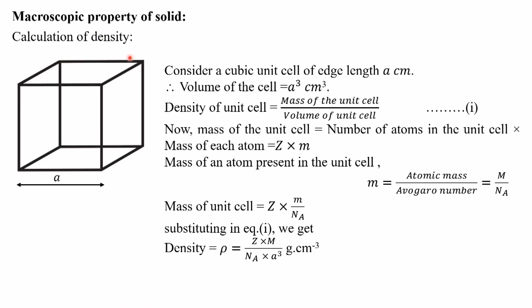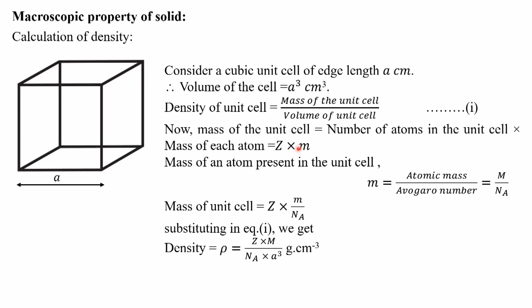Now macroscopic property of solid, so calculation of density. How we will calculate density? Consider a cubic unit cell of edge length A. So we are considering a cubic unit cell of edge length A centimeter. So volume of the cell will be A raised to the 3 centimeter cube. So the density of unit cell is mass of the unit cell by volume of the unit cell. Now what will be the mass of the unit cell?